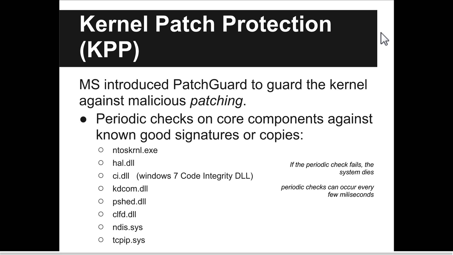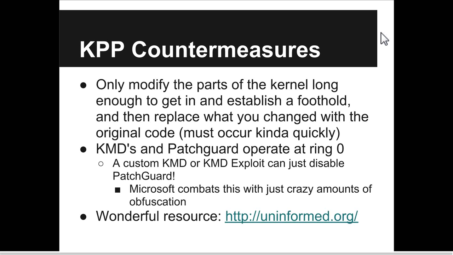Basically, when Patch Guard runs, it's a core system service. It does periodic checks on core components against known good signatures or entire copies for the kernel, the hardware abstraction layer, the CI.dll. That's the DLL that provides all the functions for code integrity checks, and the rest of the following core services, most notably TCP/IP, to prevent any backdoors being directly implemented in the networking drivers that run in kernel mode.